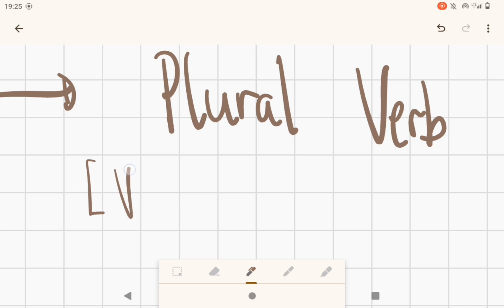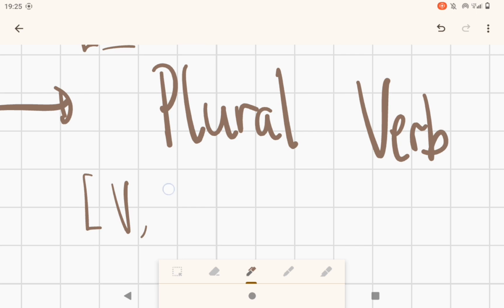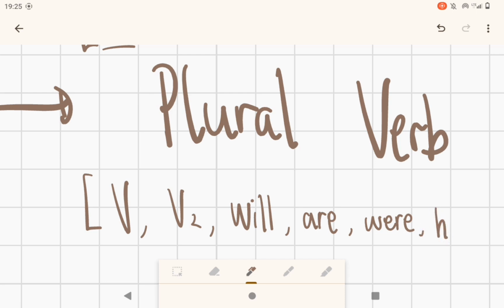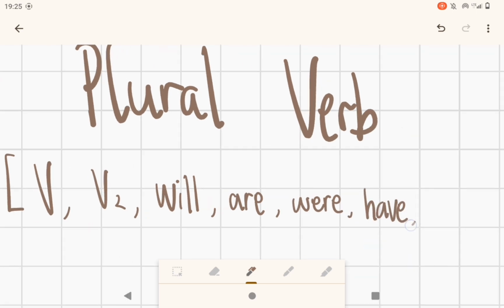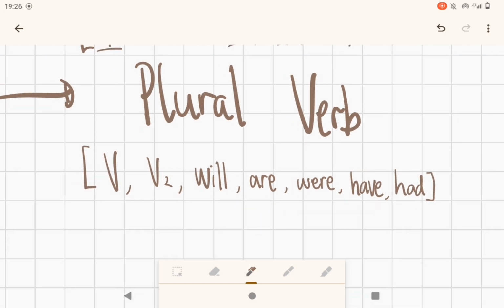So what is the plural verb? It's the base form of the verb without any additional s or es. And then we can also add verb 2, or past verb. In my place, it's called verb 2. And then we can also put will because it gets along with all of the subjects. The next one, we can add are for nominal sentences or non-verbal sentences, and then for continuous sentences. For the past one, we can use were. And then for present perfect, we can use have. Meanwhile, for the past perfect, we can apply had. Yeah, these are the plural verbs.